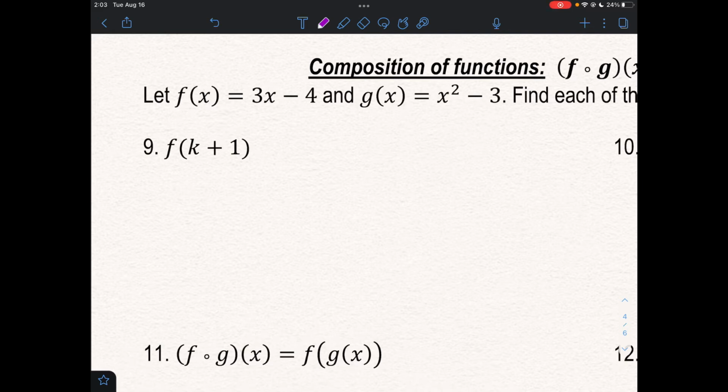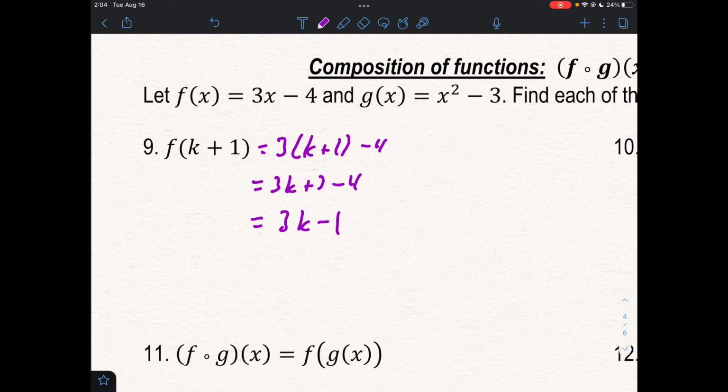f of k plus 1. So you're going to put k plus 1 where you see x and simplify. We get 3k minus 1.